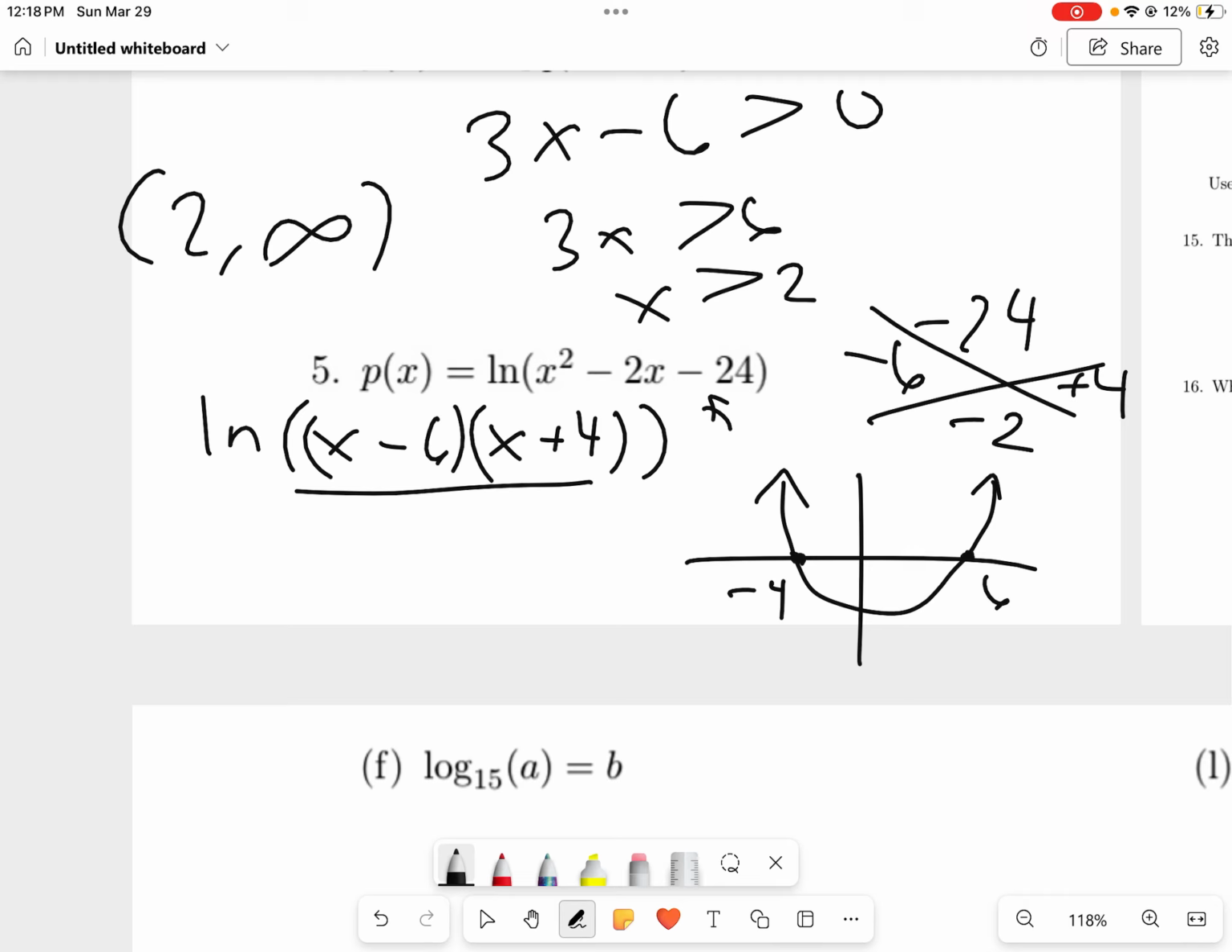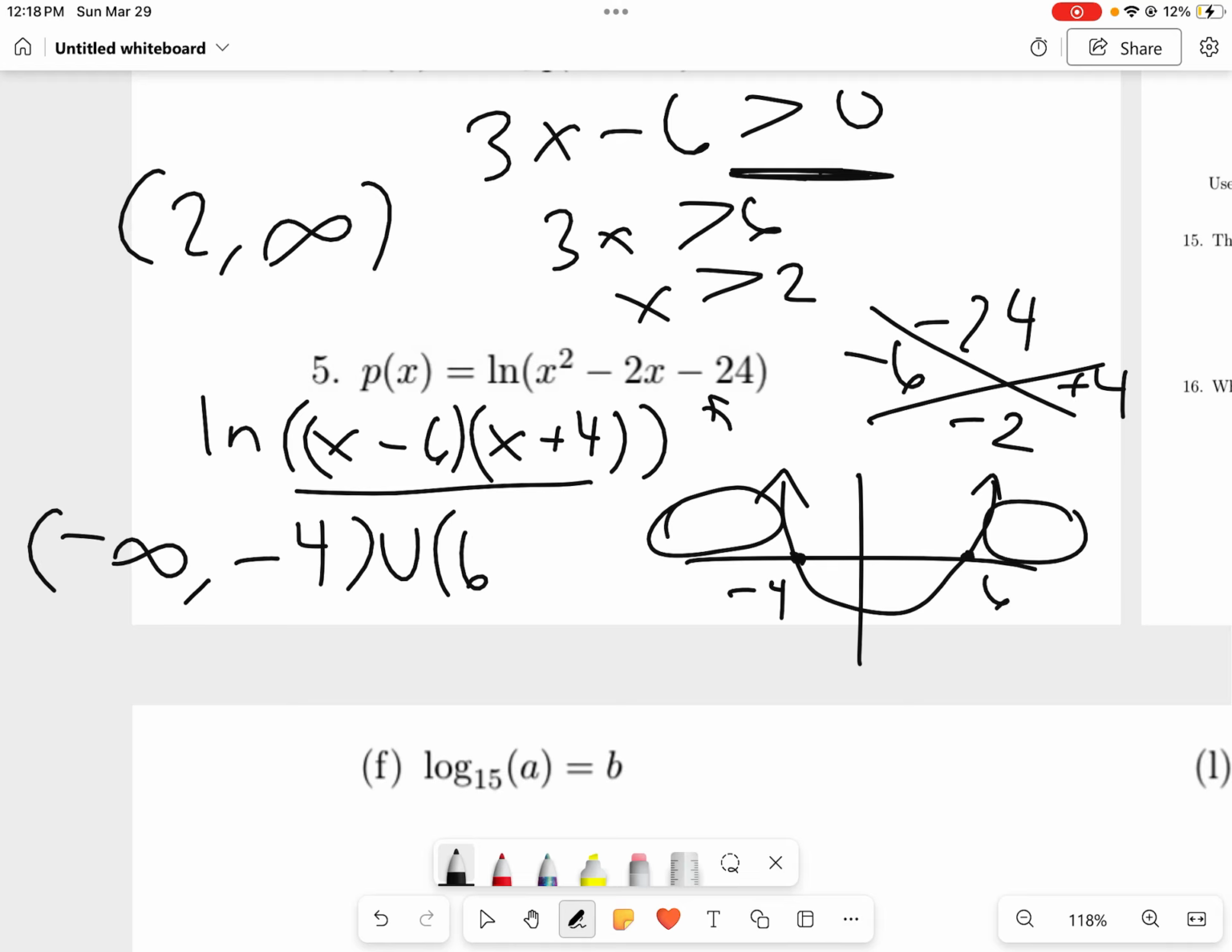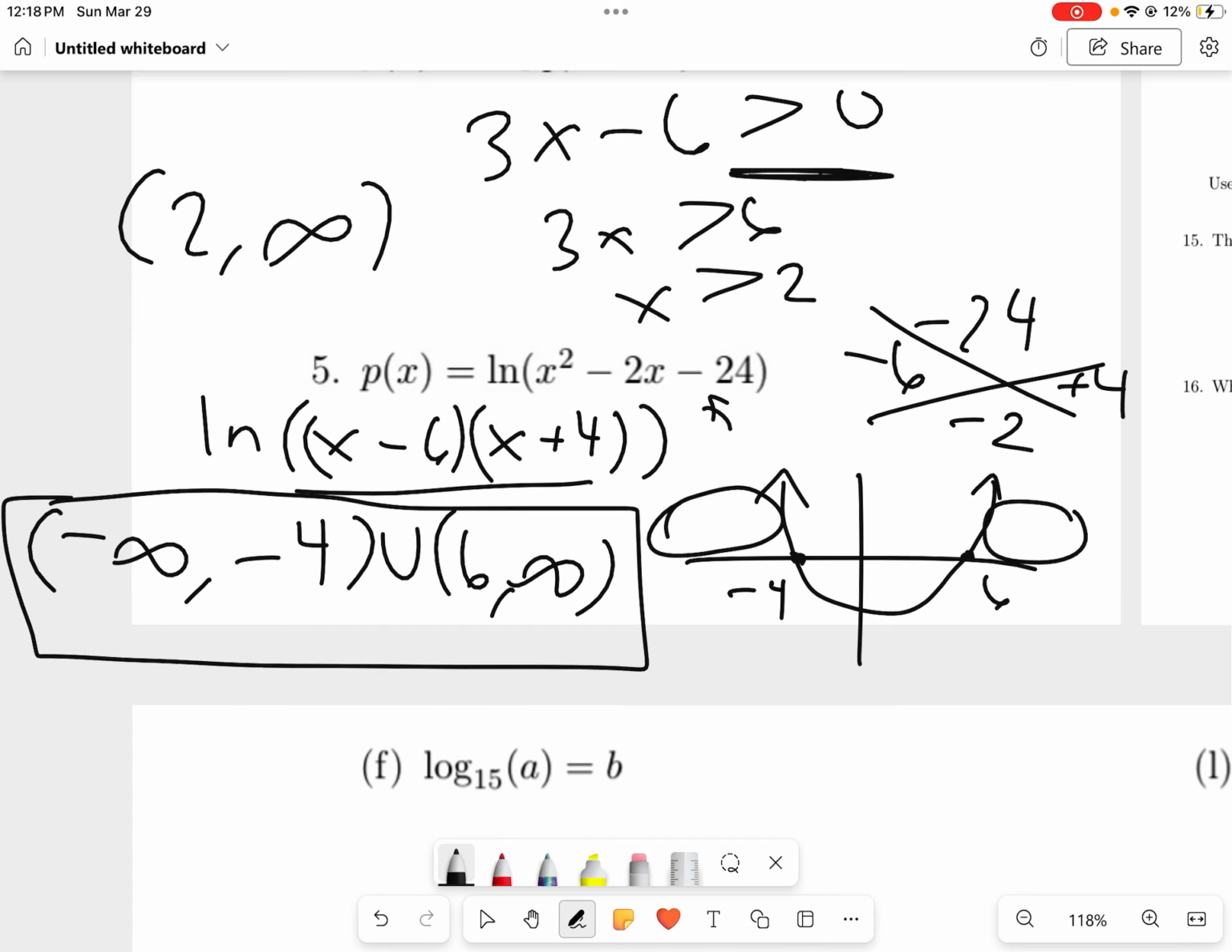And we know that for the normal domain of natural log, we want all the values that are greater than 0, like this one right here. You see I put a greater than 0 sign because that's what makes it not undefined. So the only areas where these are greater than 0 are right here and right here, not including -4 and 6. So if you were going to write this, it would be -infinity to -4, not including either, union 6 to infinity. Because these are the values where it's greater than 0, meaning that you can actually do the natural log. You can't do a natural log of 0 or a negative number. So, yeah.